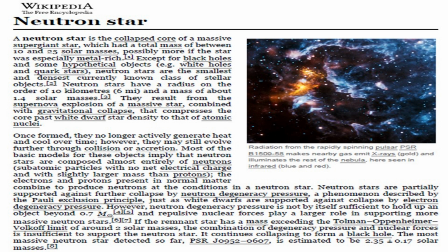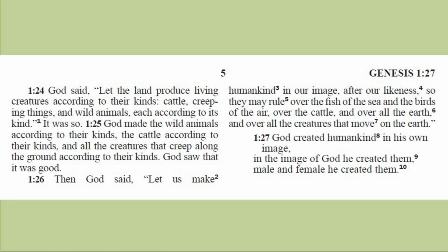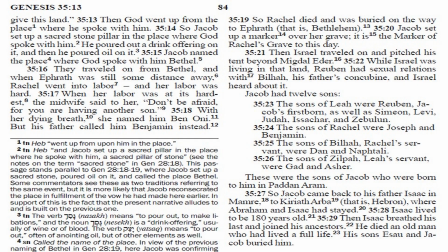The rationale behind identifying neutron stars as the female stars is, as I have already shown in my previous presentation, Origin of the Universe, that the neutrons are referred to as women in the scriptures. According to chapter number 35, verses number 23 to 26, Leah gave birth to 6 sons and a daughter. Rachel, Bilhah, and Zilpah gave birth to 2 sons each, totaling 12 sons and a daughter, marking the origin of the planets and the solar system.